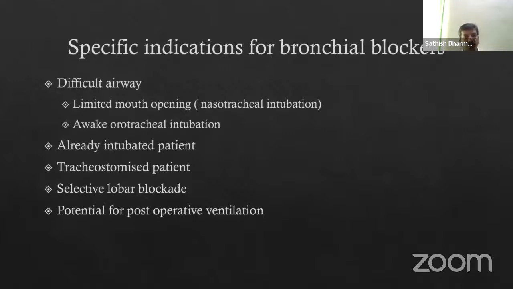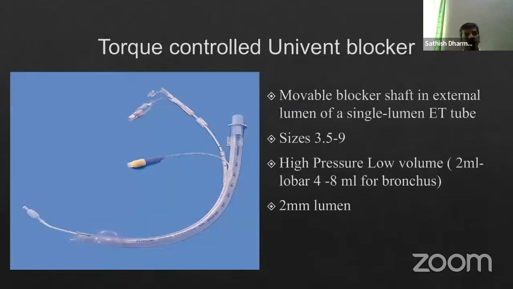Or tracheostomized patients, or recently they are doing selective lobar blockade, where they won't collapse the entire lung, they collapse only the lobes. Then with a DLT it is impossible. So they use bronchial blockers. And patients who need post-operative ventilation, like patients with very bad lungs, or patients coming from minimally invasive cardiac surgery where they need post-op ventilation, bronchial blockers can be used as an alternative.